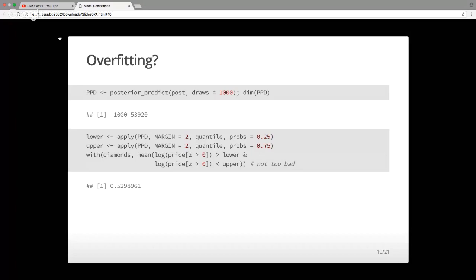There was a question over here, Andres? I'm just trying to figure out what the margin argument is doing exactly. It's applying the quantile function column-wise. So take each of the 53,920 columns, apply the quantile function, and return the 25th percentile, return the 75th percentile. And so I get vectors of those, and then I can see how often those are the case.